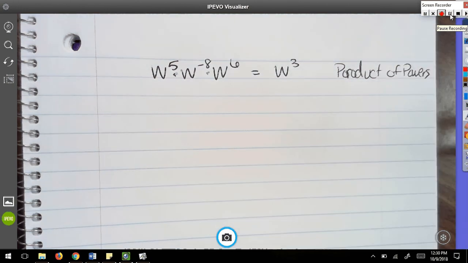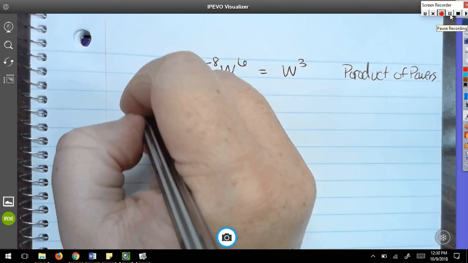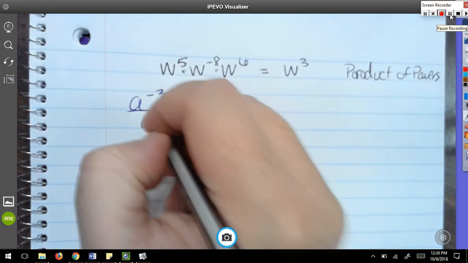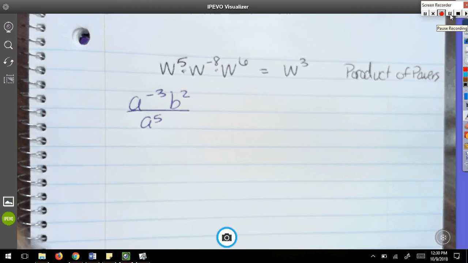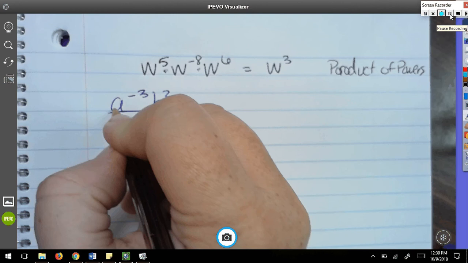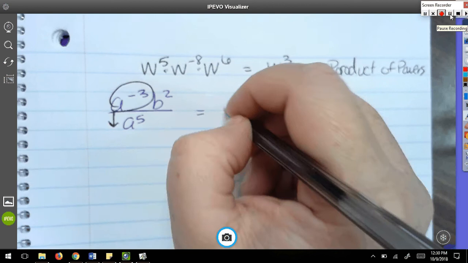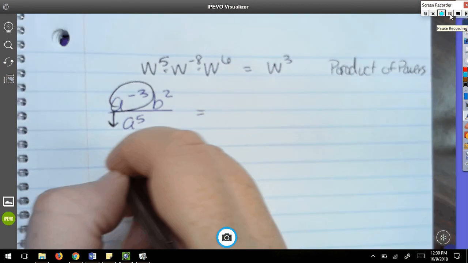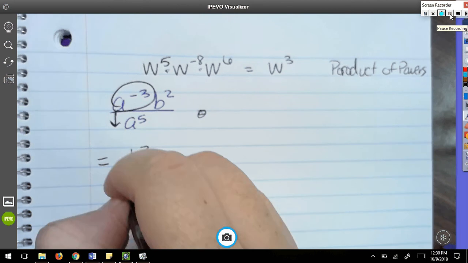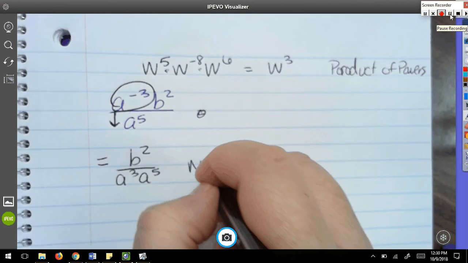Okay, let's do another one. Let's make it a little bit harder. Let's do a to the negative 3 b squared over a to the 5th. Okay, so the first thing that I notice is that negative exponent. So I'm going to take that negative and just move it down to the bottom. And that gives me, and maybe I should come here so I can write the properties down, the b stays up top, and now I got a to the 3rd and a to the 5th in the bottom. Okay, so that's the negative exponent property.